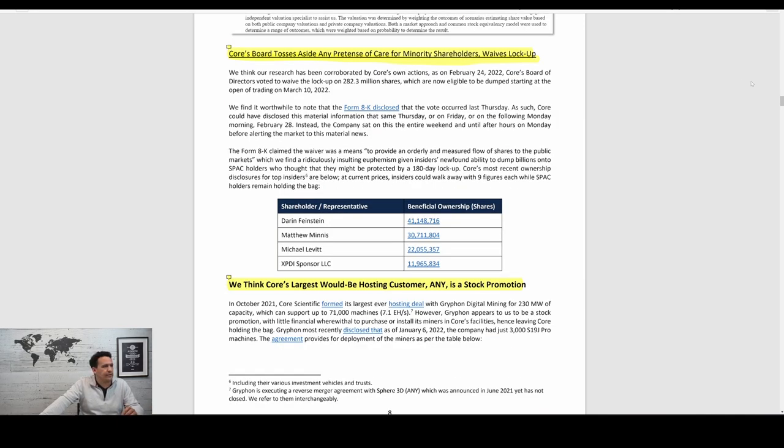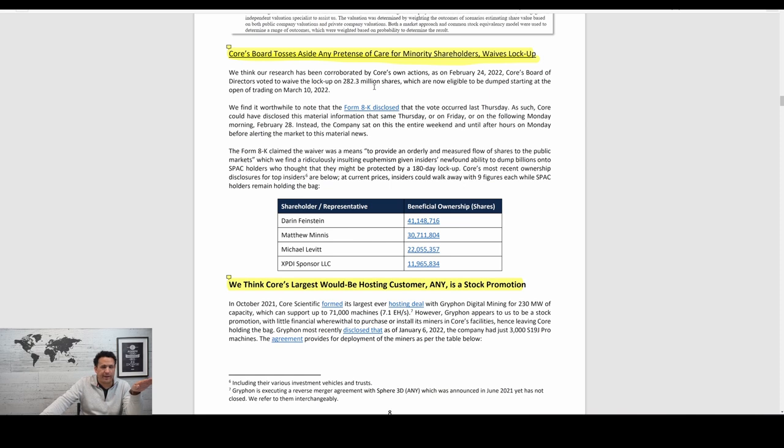So this is one item that took a lot of attention around the time that this short report was published, I believe the same day or next day at least, that they waived the lockup period for the shares. And there has since been a statement released by Core Scientific about this lockup or the unlocking of these shares.